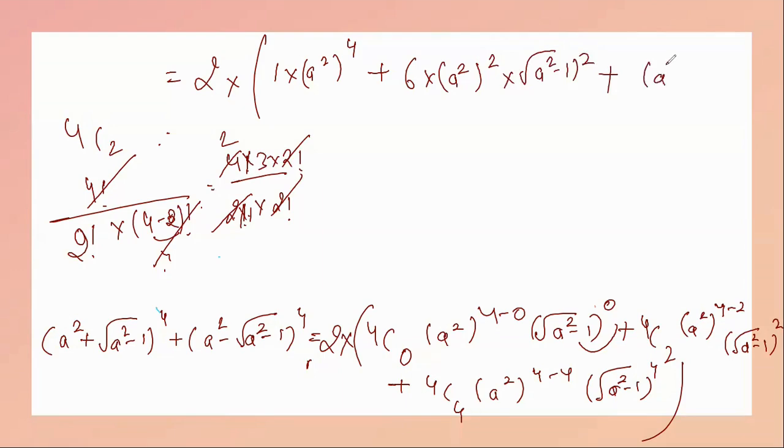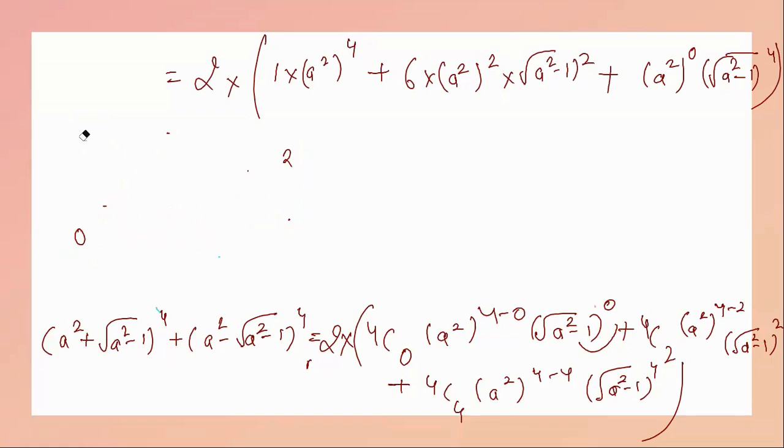Next 4c4 means 1 only, so 1 I don't have to write. A square raised to the power 0 and a square minus 1 raised to the power 4. Okay, this I have left with. Now next, what I have to do? Again, I have to solve it further. So 2 times, see, whenever you have a power inside the bracket and outside the bracket, you just have to multiply. So a raised to the power 8. Here it will become this.